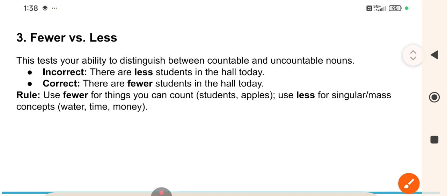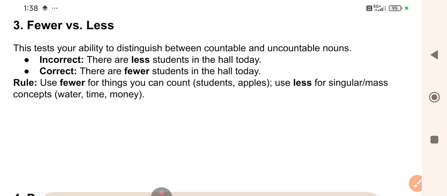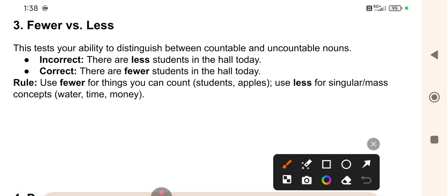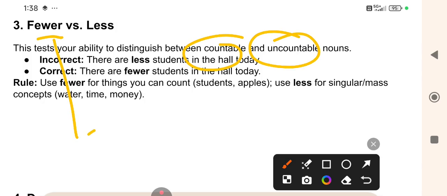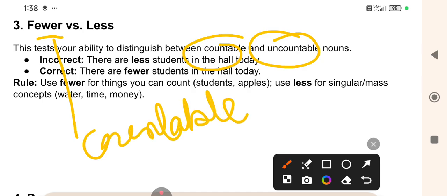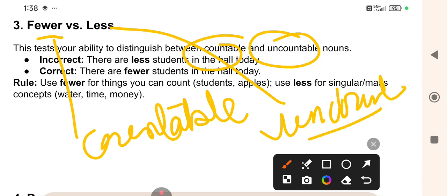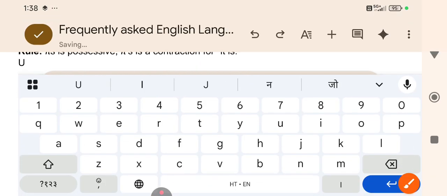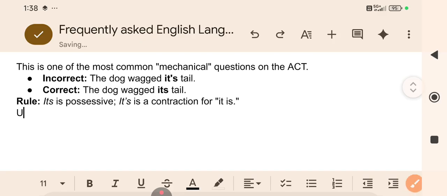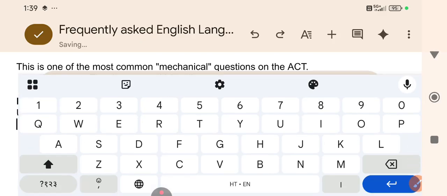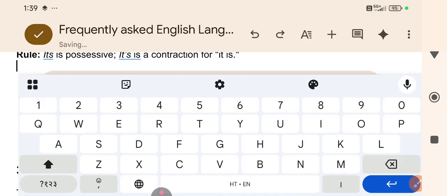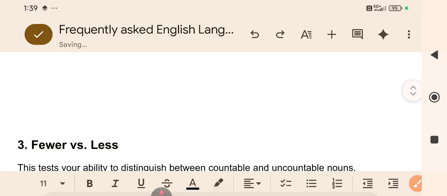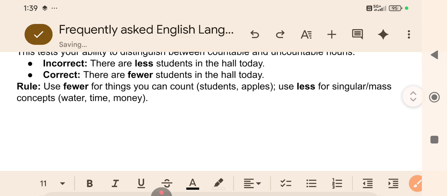Now moving to the third, few versus less. This test distinguishes between countable and uncountable nouns. Few is countable, right? And less is uncountable. So sometimes they ask such questions. The sentence is, there are less students in the hall today.